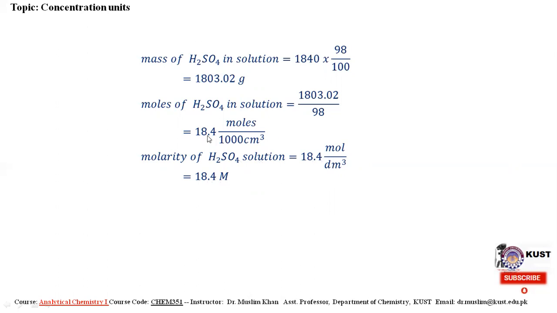So 18.4 molar solution will be this sulfuric acid. This is how you calculate when you know the strength of a solution in one unit and convert it into another unit. The rest we will discuss in our coming lecture. Thank you very much.